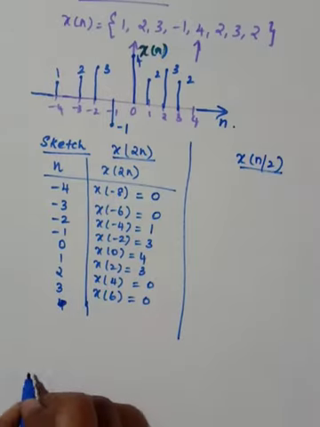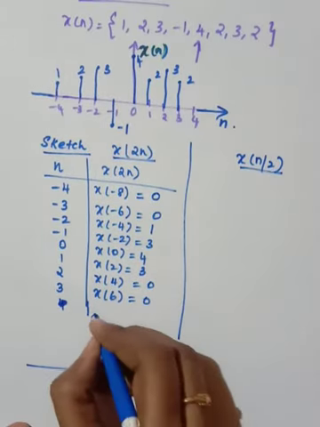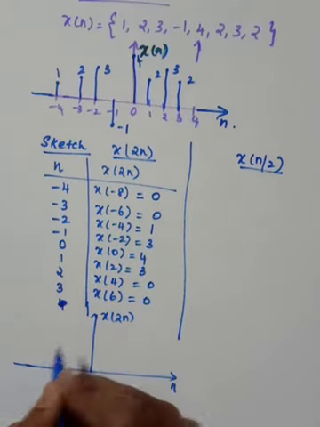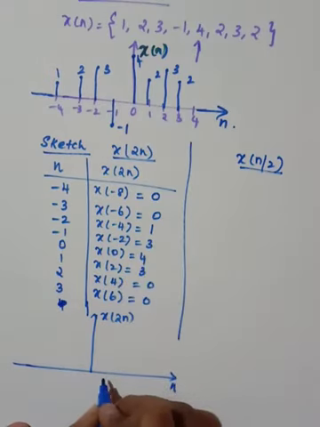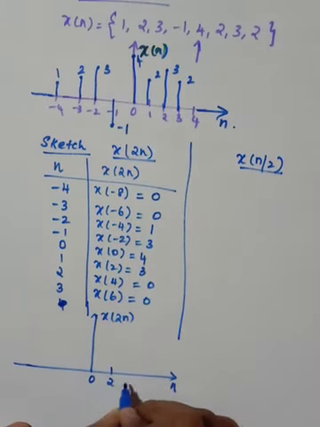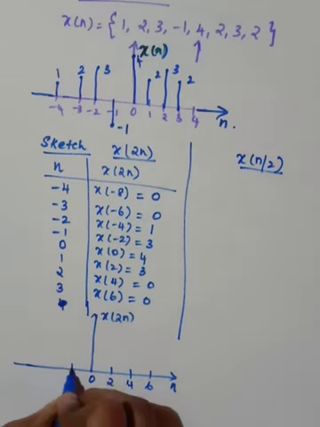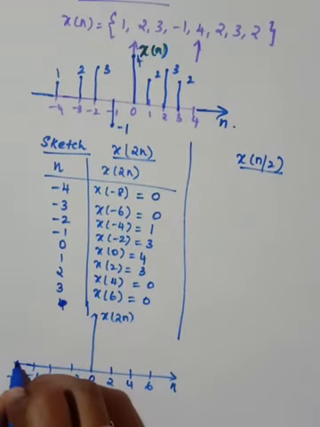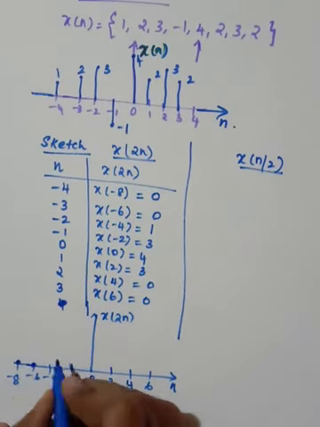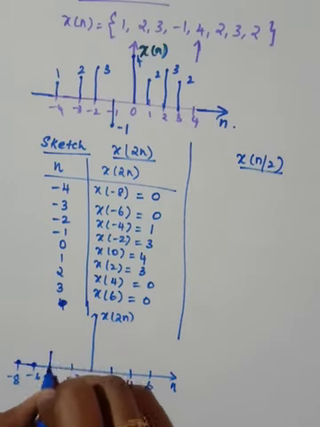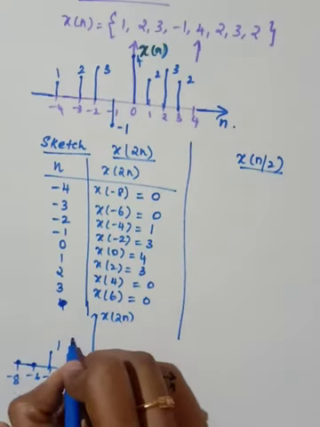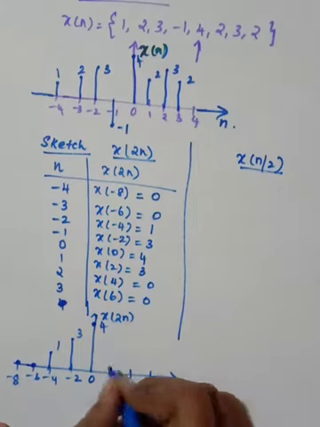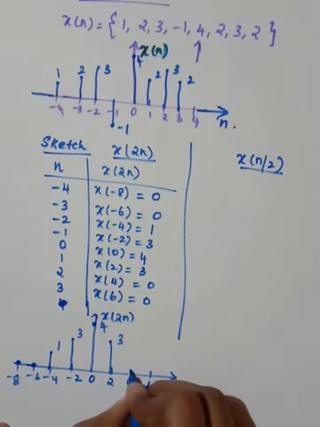Now you have to plot this sequence. Here it is x of 2n, here it is n. So what is the sequence you are having? You are having 0, 2, 4, 6, minus 2, minus 4, minus 6, minus 8. So you will have 0 here, 0 here, minus 4 here you will have 1, minus 2 here you will have 3, and at 0 you will have 4, and at 2 you will have 3, 0, 0.